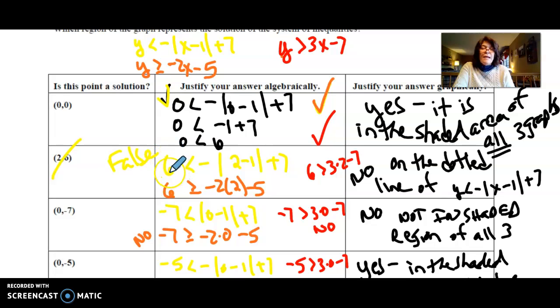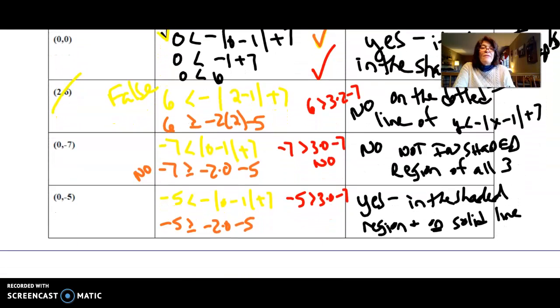Here, if I'm checking algebraically, is 6 less than, I put 6 in for Y, 2 in for X, 2 minus 1 is 1, absolute value of 1 is 1, the opposite of 1 is negative 1, negative 1 plus 7 is 6. 6 is not less than 6. It's less than or equal to, but it's not less than 6. So right away, that was false. I wouldn't have even had to do these other two. As soon as it's false for 1, you don't even have to do the other two. The other two do end up being true, I think. 6 is greater than or equal to negative 9, yes, and 6 is greater than negative 1, but it doesn't matter. It was false for the yellow one.